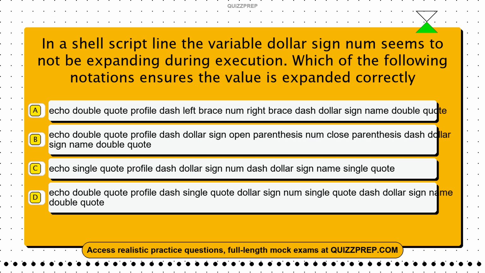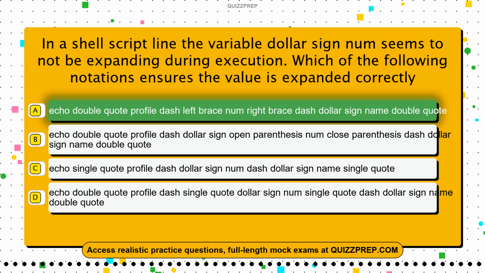Question 8. In a shell script line, the variable $sign number seems to not be expanding during execution. Which of the following notations ensures the value is expanded correctly? Option A, echo "profile-${number}-${name}". Option B, echo "profile-$(number)-${name}". Option C, echo 'profile-$number-$name'. Option D, echo "profile-'$number'-'$name'".